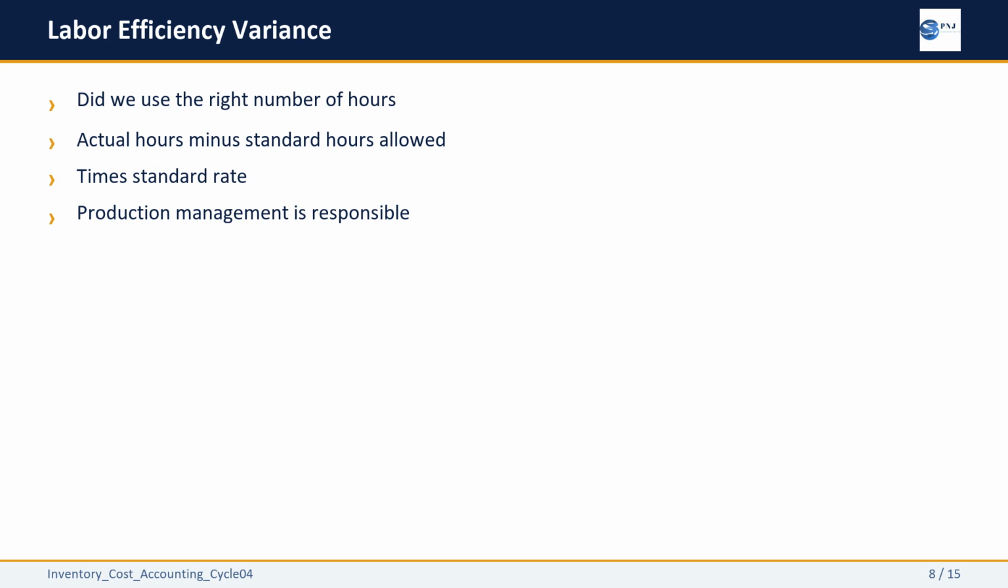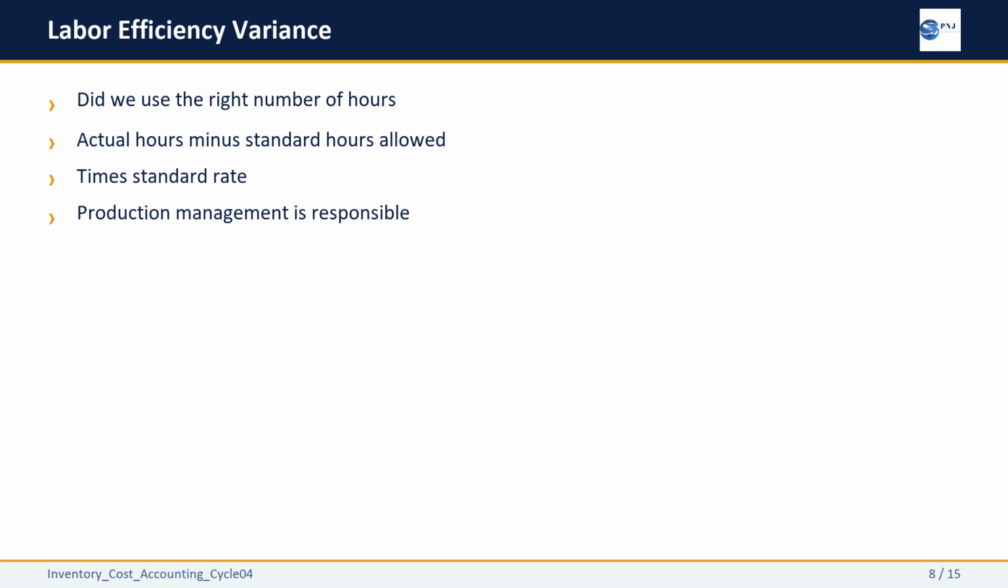The companion to the rate variance is the labor efficiency variance, the labor twin of material usage. You take the actual hours worked, subtract the standard hours allowed for the actual output, and multiply by the standard rate. Standard hours allowed is the standard per unit times the units produced. Favorable means the team beat the clock.